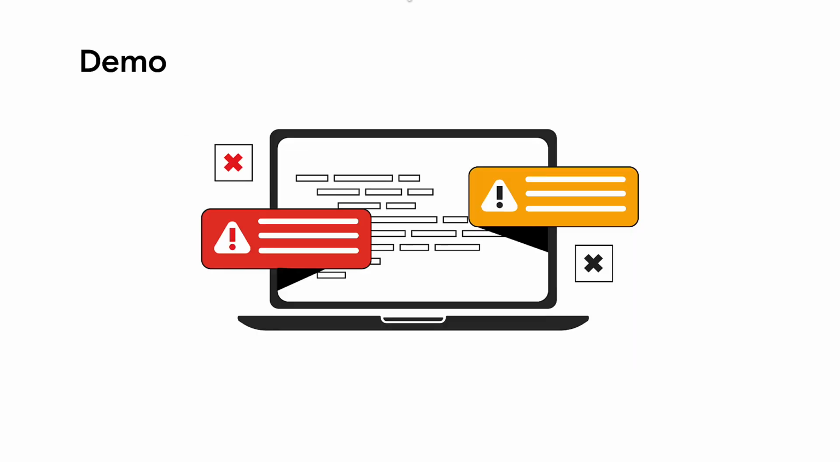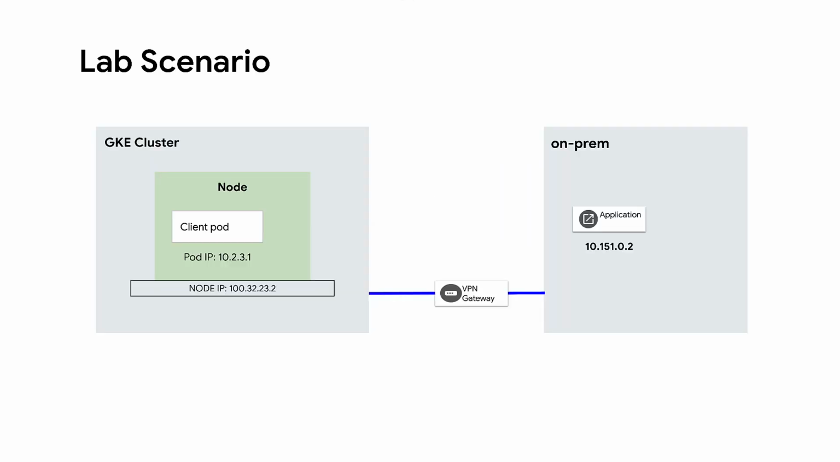Let's dive into a demo and learn how to troubleshoot and resolve a common issue that can be seen if IP masquerading is not configured correctly. Consider the following scenario: a client pod running inside a GKE cluster with connectivity to on-prem using Cloud VPN. There is an application running on-prem with the IP address 10.151.0.2 which needs to be accessed from the client pod. The on-prem application is configured such that it accepts connections only from the pod IP addresses.